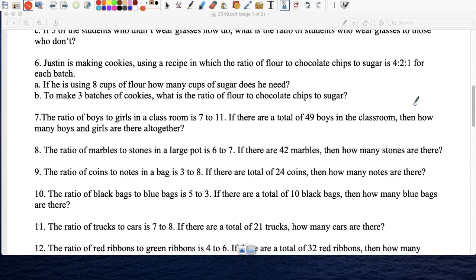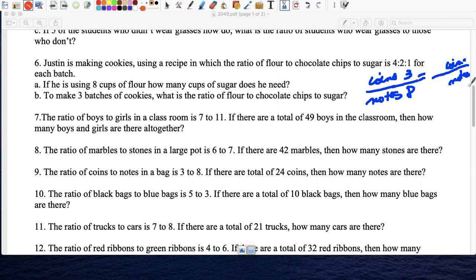Number 9. Ratio of coins to notes is 3 to 8. There you go, 3 to 8. Set up the proportion. You write coins on the one side, and notes at the bottom.